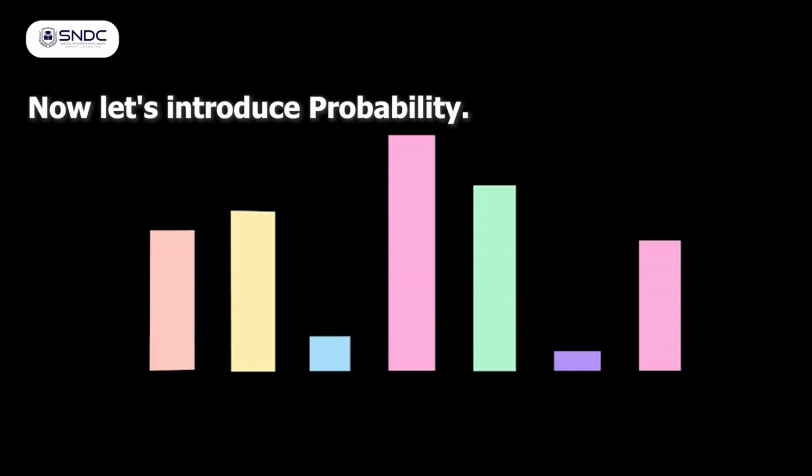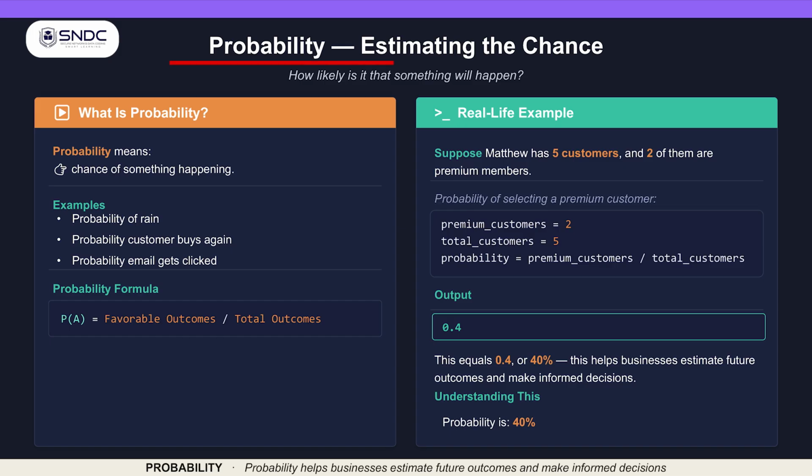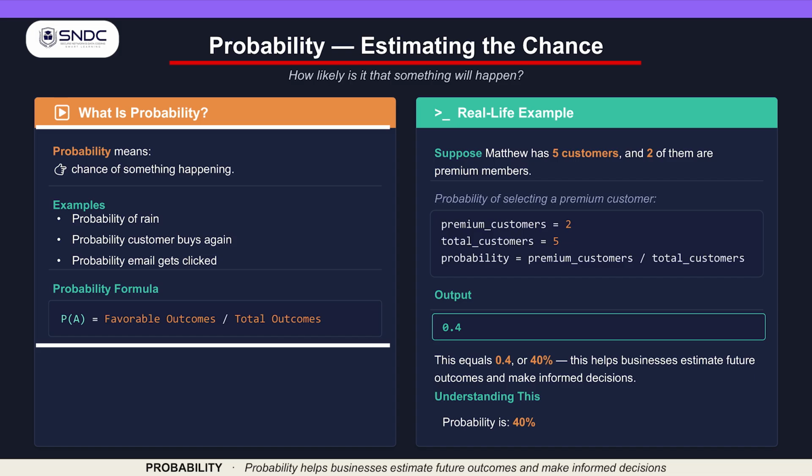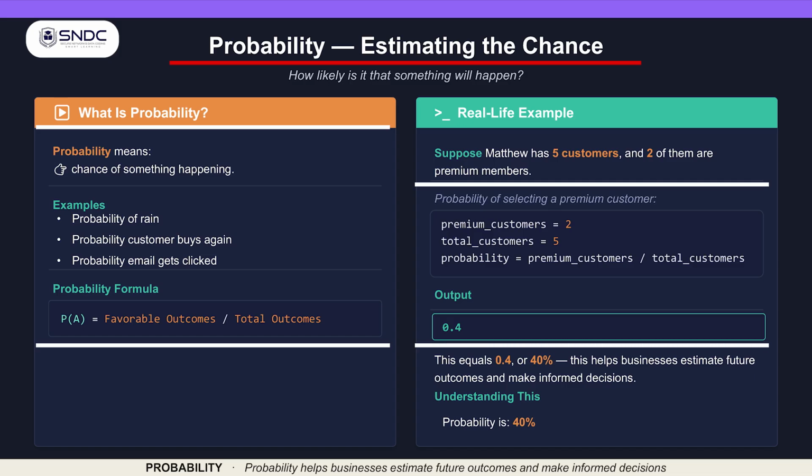Now let's introduce probability. Probability measures the chance that something will happen. For example, what is the probability that a customer buys again? What is the probability that someone clicks an email campaign? Suppose Matthew has 5 customers, and 2 of them are premium members. The probability of randomly selecting a premium customer is 2 divided by 5, which equals 0.4, or 40%. Probability helps businesses estimate future outcomes and make informed decisions.